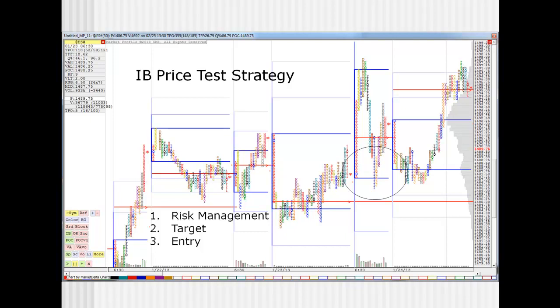Repeat again, just the same process. So you will see all of the different parameters of the strategy. Risk management based on the IB, target based on the IB, entry based on range extension. And here is the last trade that we are going to look at together.